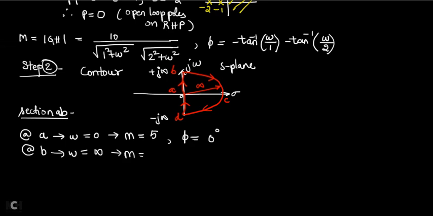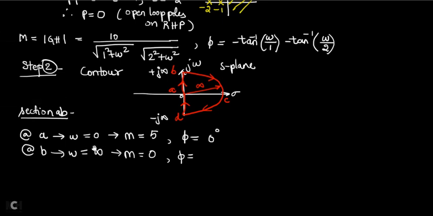Now at omega equal to infinity, what is the capital M value, the magnitude, that you will get? Put omega equal to infinity in this equation. You will get 10 divided by square root of infinity into square root of infinity. If there is infinity in the denominator, then the term is 0. So M will be equal to 0.